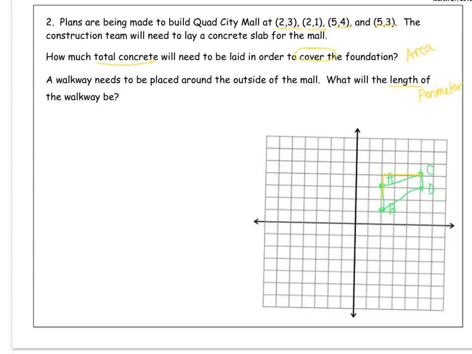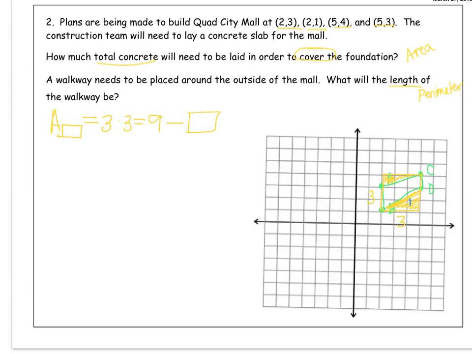So I'm going to enclose it into a rectangle that does have right angles. I'm going to find the area of that, and then I'm going to subtract out this piece right here and this piece right here, because those are not part of the concrete slab. So I'm going to find the total area. So the area of that rectangle is going to be 3 times 3, which is 9. But then I'm going to subtract out the two pieces that aren't part of that.